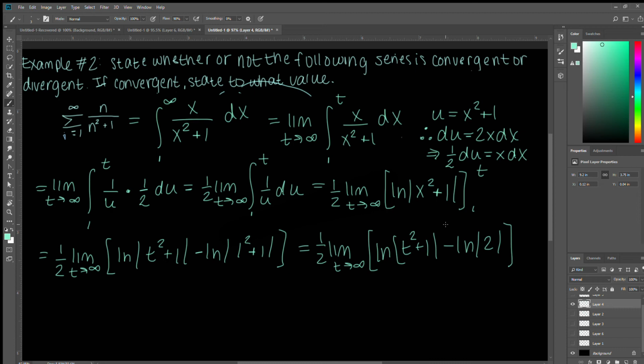Alright, now thinking about this limit right here, as t goes to an infinite value and we square that infinite value, it's just going to be a bigger infinity. And if we add 1 to that infinite value, that will still be infinity. And even taking the natural log of that value, it will still be infinity. And infinity minus the natural log of 2, which is a very small number, will still go to infinity. So our indefinite integral, which goes to infinity, diverges.